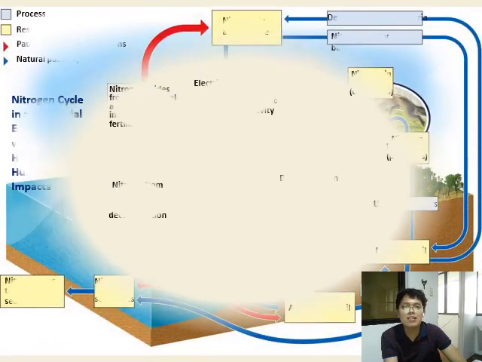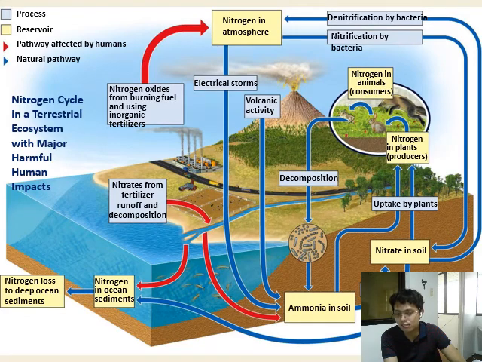Now, this is the diagram of a simplified model of the circulation of various chemical forms of nitrogen in the nitrogen cycle in terrestrial ecosystems with its major harmful human impact shown by red arrows. So, what are the reservoirs for nitrogen? We have here the atmosphere, and the animals or the consumers, and then the plants or the producers.